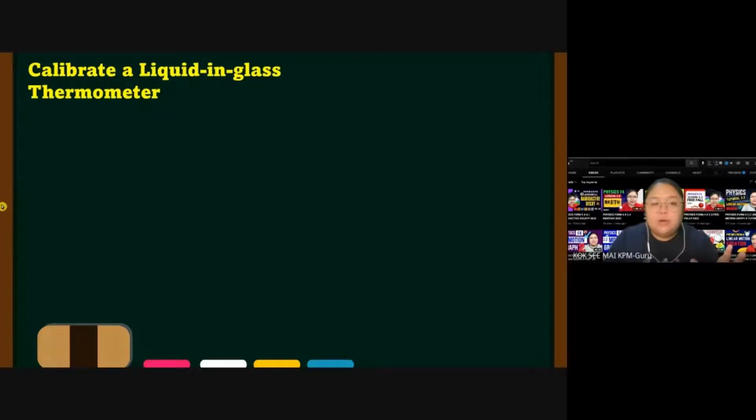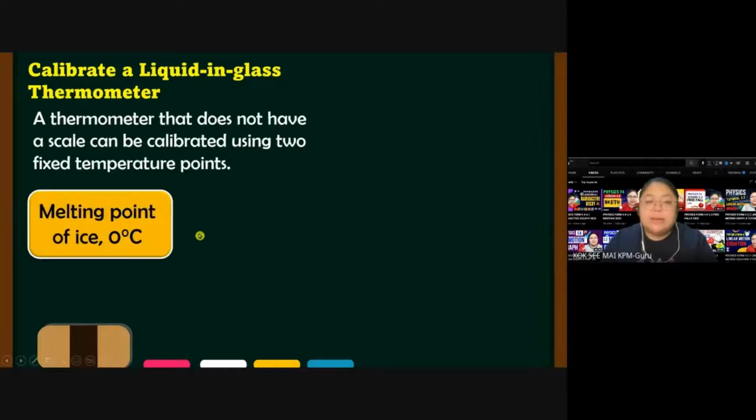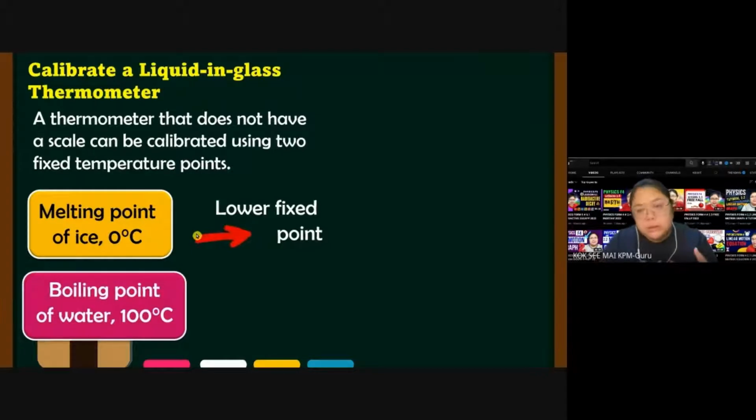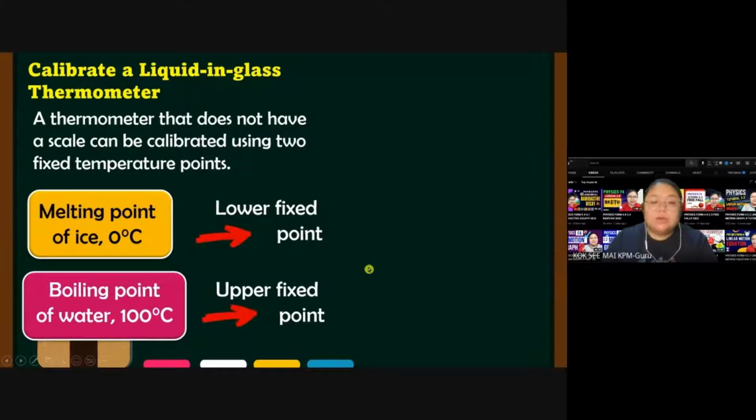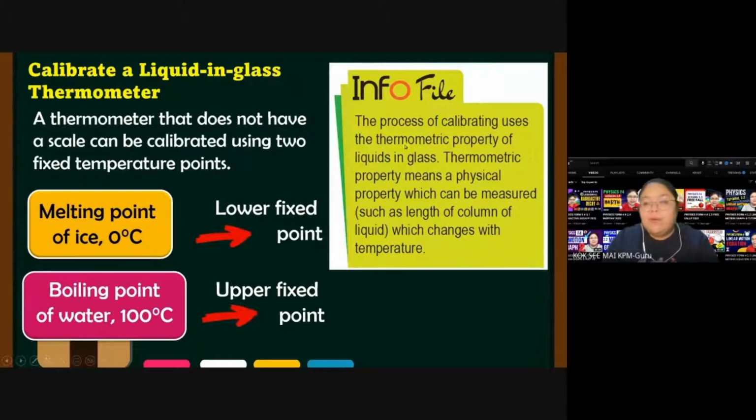So from here, we need to know that a thermometer that does not have a scale can be calibrated by using the 2 fixed points. When the question asks you for the 2 fixed points for the thermometer, we only have 2. The first one is the melting point of ice, the first fixed point, which is 0 degrees Celsius. Another one we call the boiling point of water, which is 100 degrees Celsius. So one is the lower fixed point and the other is the upper fixed point. These 2 fixed points help you get the reading when you want to measure another liquid. So this is the information you need to know.